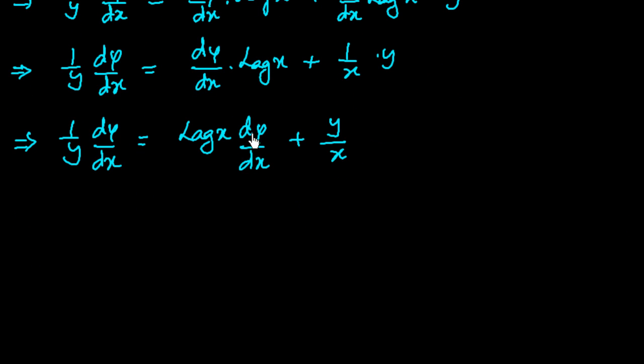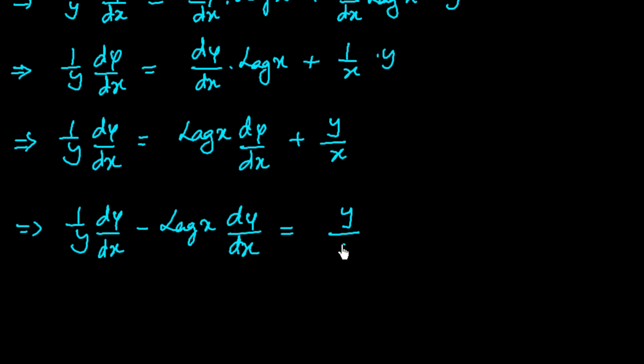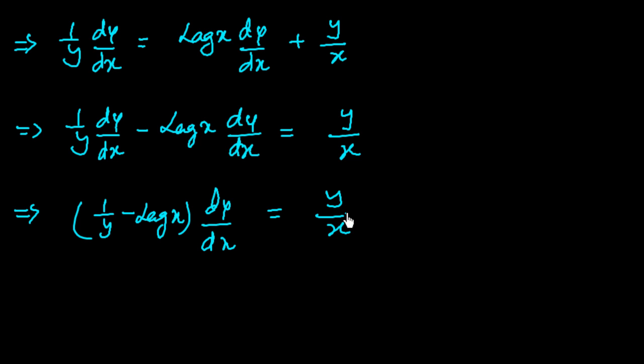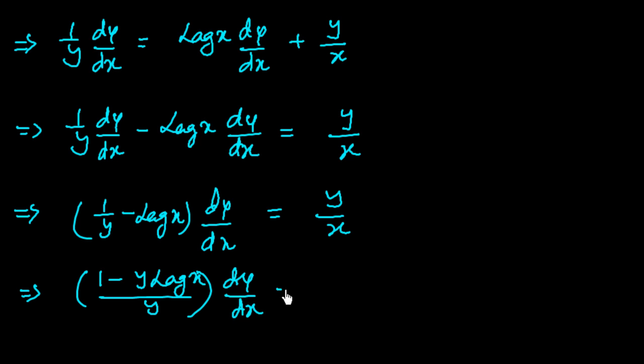Now we transfer dy over dx to the left side, so we get 1 over y dy over dx minus log x dy over dx is equal to y over x. We take dy over dx common, so we get 1 over y minus log x, all times dy over dx, is equal to y over x. Now we simplify this by taking the LCM of 1 over y minus log x, and we get 1 minus y log x over y, times dy over dx, is equal to y over x.